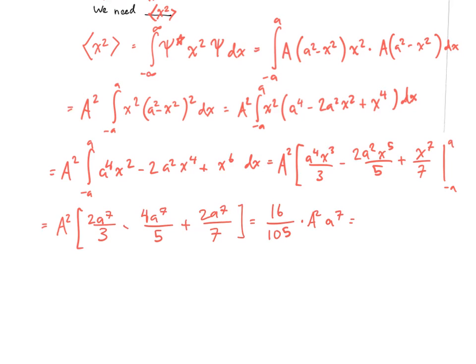And we already know what big A is, so we can plug in the known value of big A in here, and we get 16 over 105 times 15 sixteenths, A to the fifth times a to the seventh. And then when we further simplify that, we get a squared over 7. And that's it for the average squared position.